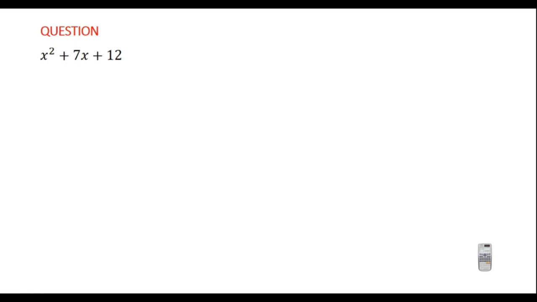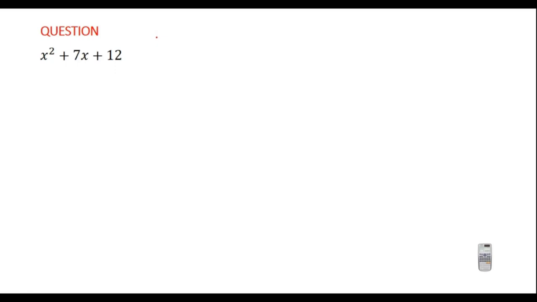Then you find the two numbers that, when you multiply, you get 12, and when you add them, you get 7. These two numbers, I'm going to teach you how to use the calculator to find them. Now, to begin the whole process, this is what you have to do. First, write down the values for a, b, and c.